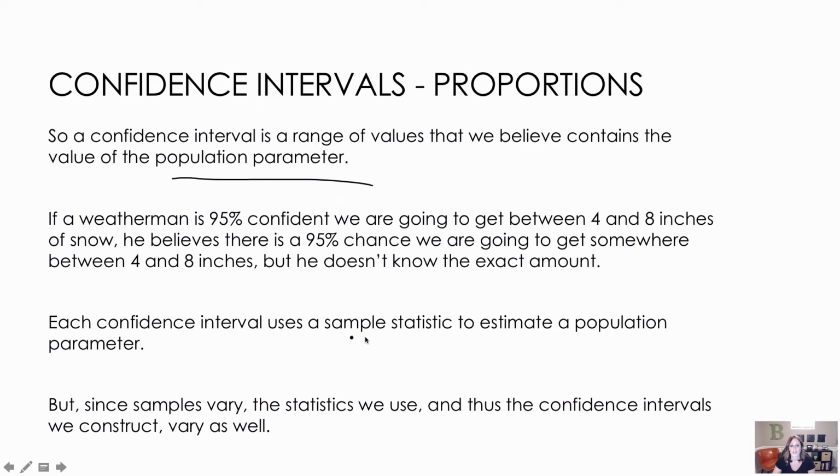So each confidence interval uses a sample statistic to estimate the population parameter. What that means is that if I made a confidence interval based on data that I collected myself, and then you went and collected data, and of course your sample is different than mine, that's called sampling variability, your confidence interval would not be the same numbers as mine.